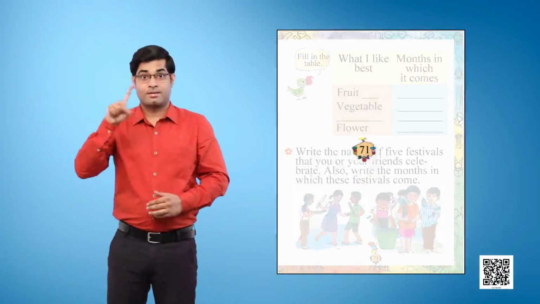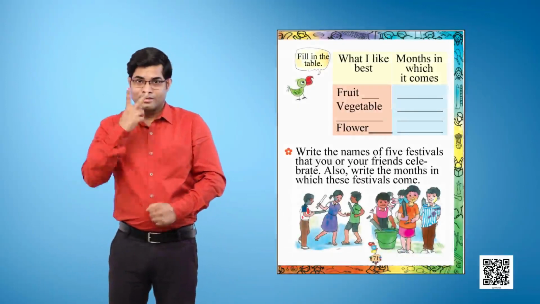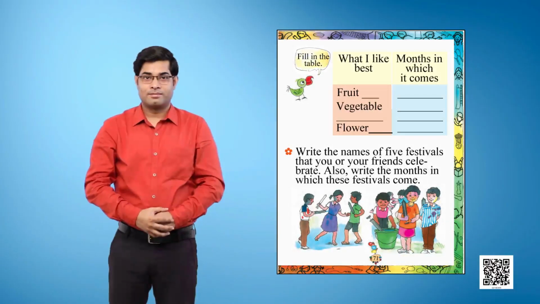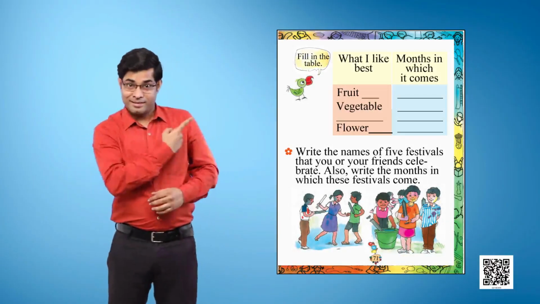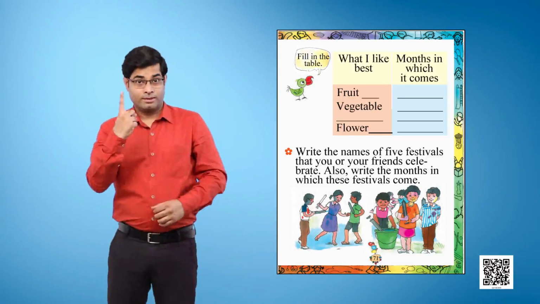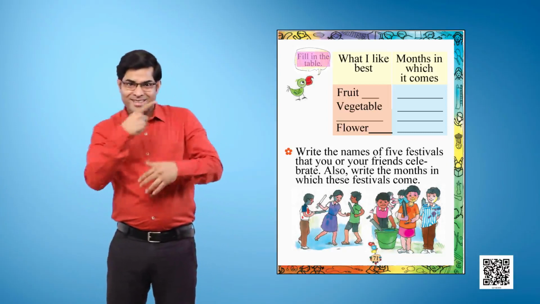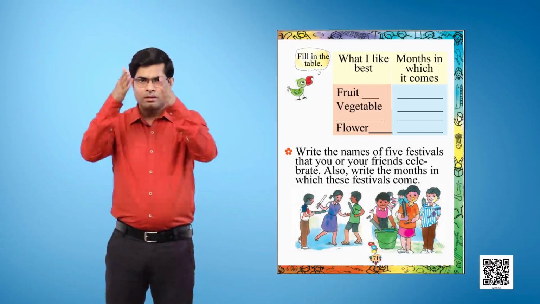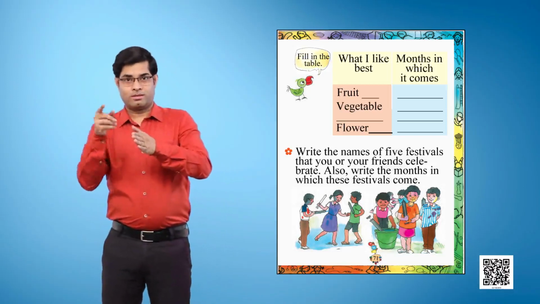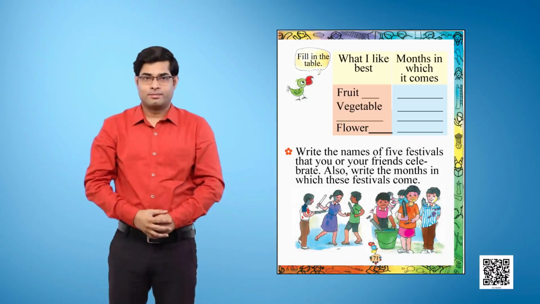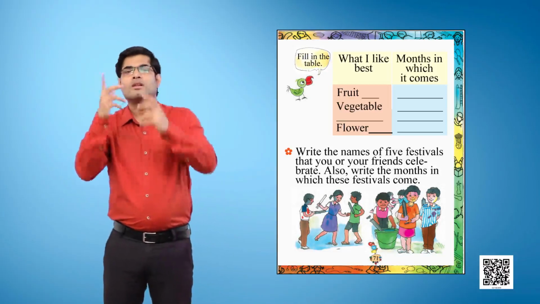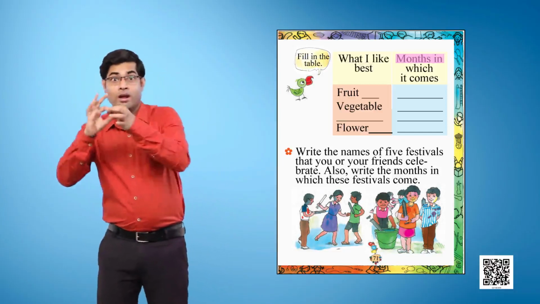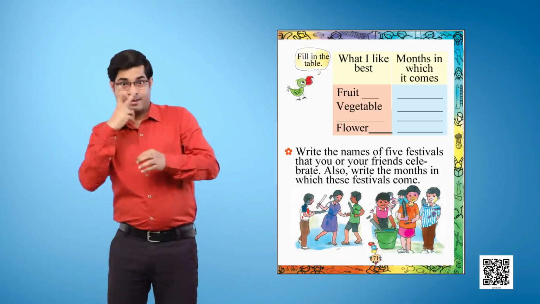Page number 71. This page has two questions. Let's begin reading this page. Question 1. Fill in the table. There is a table with two columns and four rows. The headings of the columns are What I Like Best and Months in Which It Comes. The table reads like this.